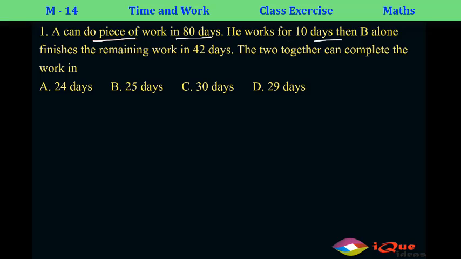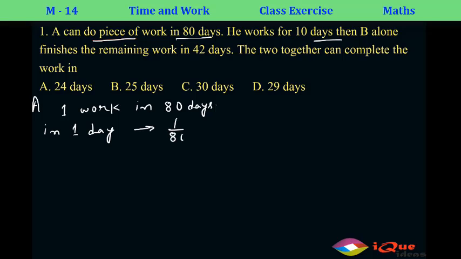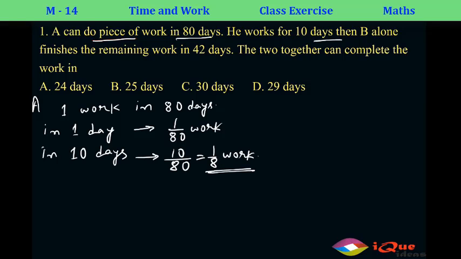Now, if person A can do the entire work, one work, in 80 days, that means that person A in one day can do 1 by 80 work. That means that person in 10 days can do 10 by 80 work, right? Which is a 1 by 8 work. Alright. Now, B alone finishes the remaining work.